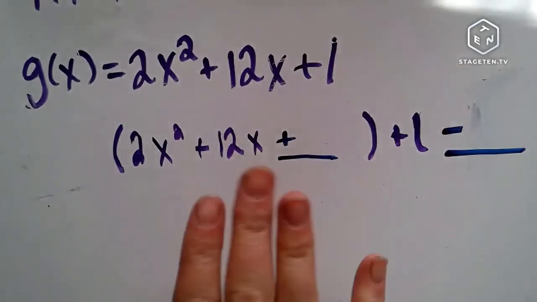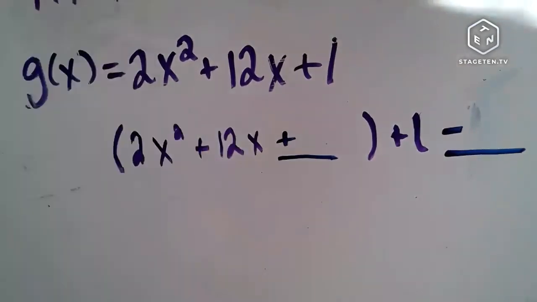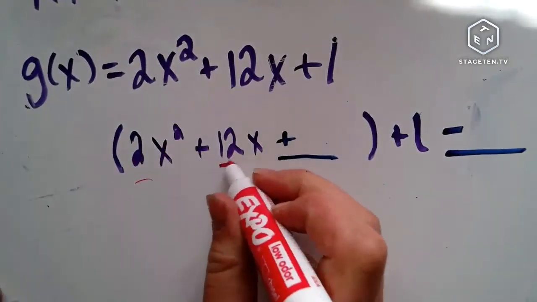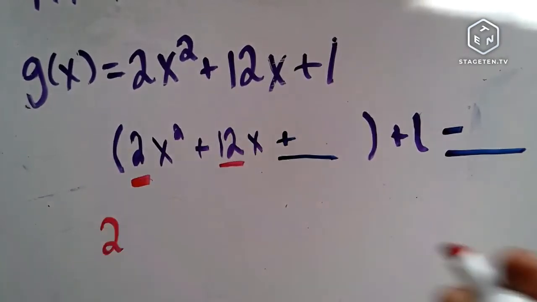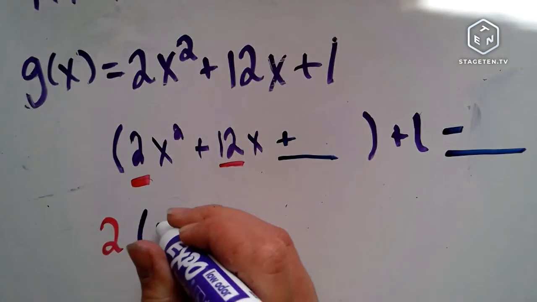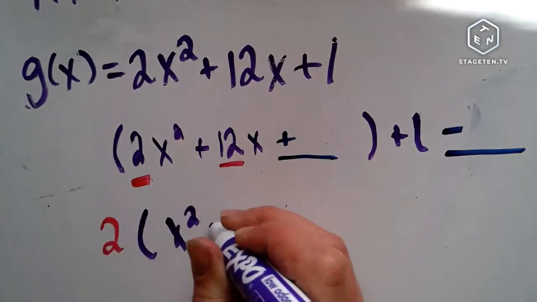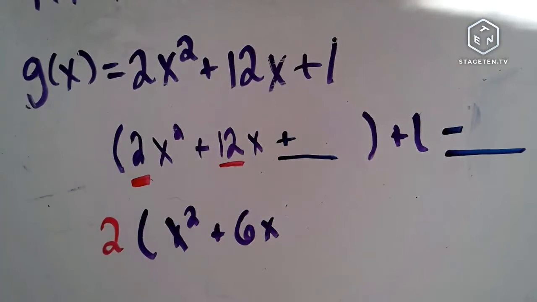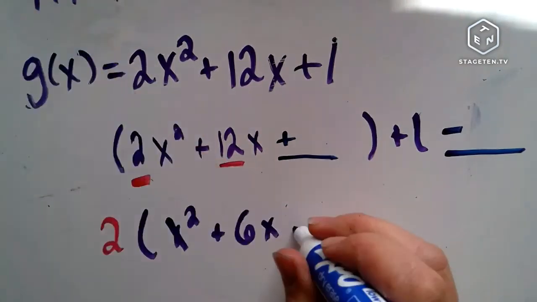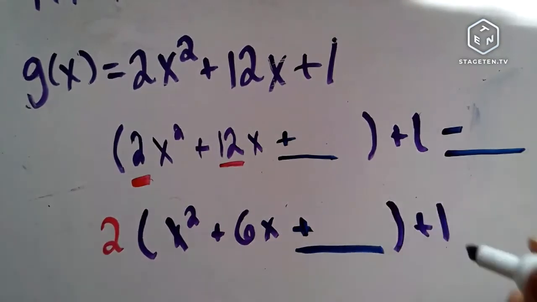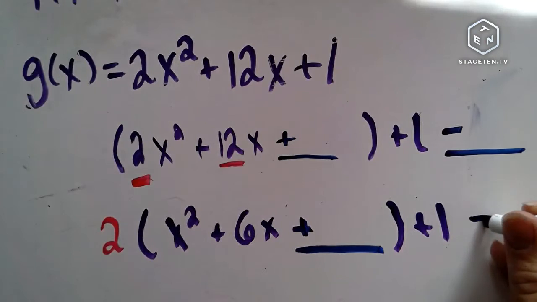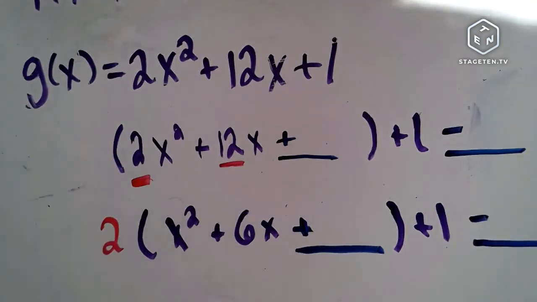Alright, so there's something we have to do here before we complete the square, and that is pull out this 2. Okay. So we end up with 2. And that leaves us with x squared plus 6x plus whatever our number is to complete the square. And then on the outside here, we still have our plus 1 minus whatever our number is to complete the square, and then times 2.